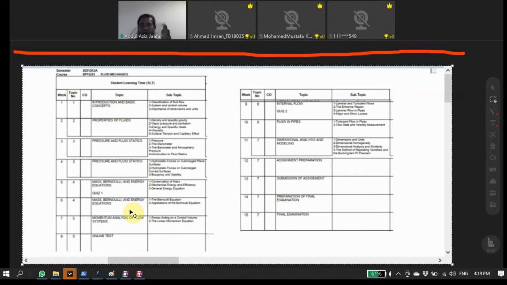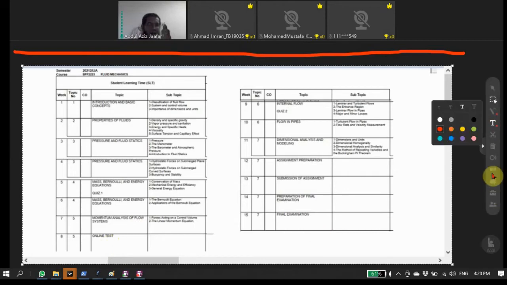Next, in week 6, we're going to look at non-viscous flow. We're going to look at the Bernoulli equation. I think some of you have known the Bernoulli equation when you rewrite it using the energy balance. And then we're going to look at some momentum analysis, where you're going to use the equation of motion, the same equation that you use in dynamics. And then we're going to have the online test.